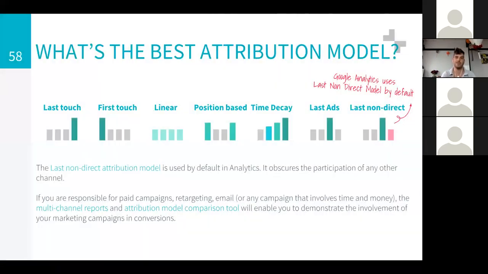So the question is, what's the best then? We have so many, and which one should I be using for my website? Google Analytics is using the last non-direct click by default. So every single report that you are seeing is using that attribution model, but you could be using any of those.